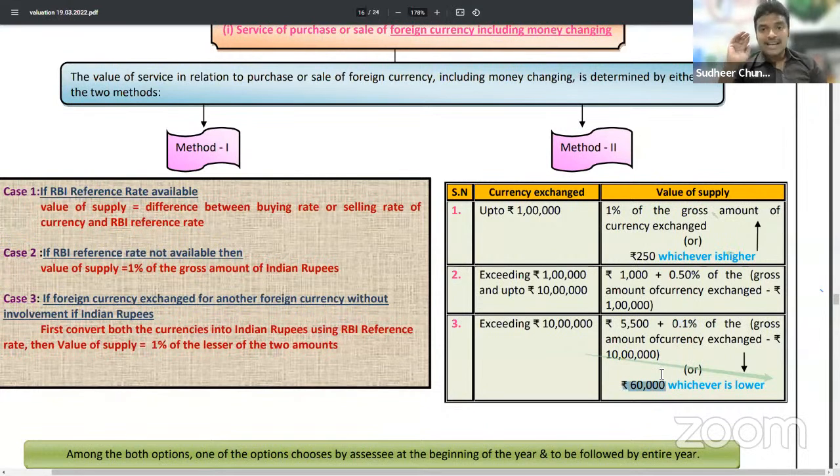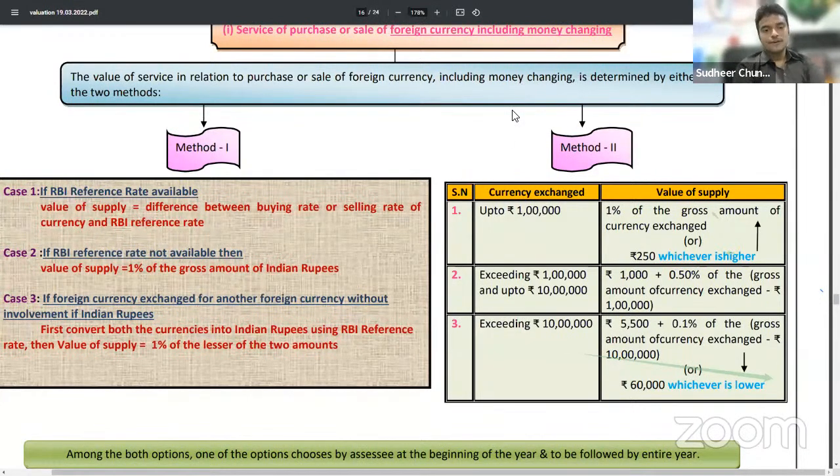Sir, 10 crores currency has been exchanged in a transaction. Then also we assume 60,000 as the commission. Because here the term that was used is whichever is lower. So minimum 250, maximum 60,000. Okay, so this is method 2. Sir, this method is for whom? This is for money exchange dealers. So what would be the value of the supply?